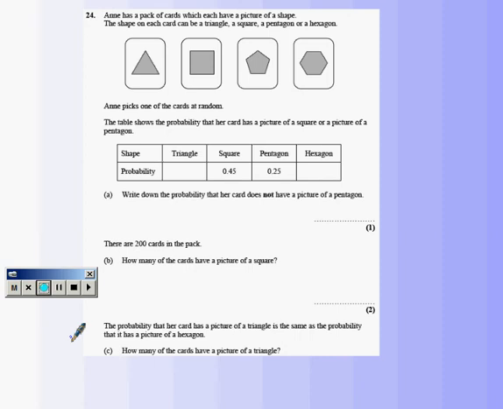So the probability that a card does not have a picture of a pentagon, well, to find the probability of not, that's 1 minus the probability that we do get it. So it's 1 minus 0.25, which gives me 0.75.